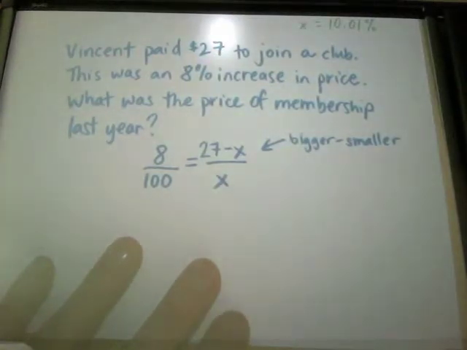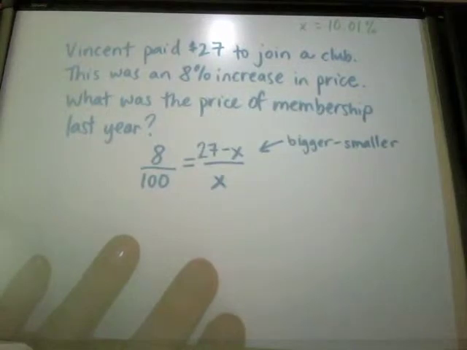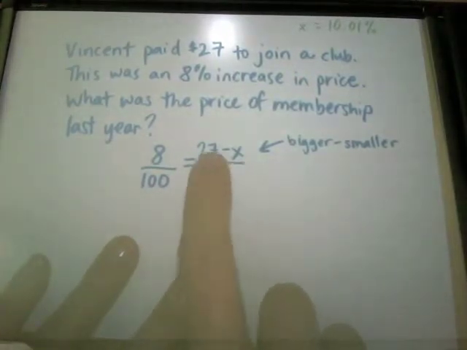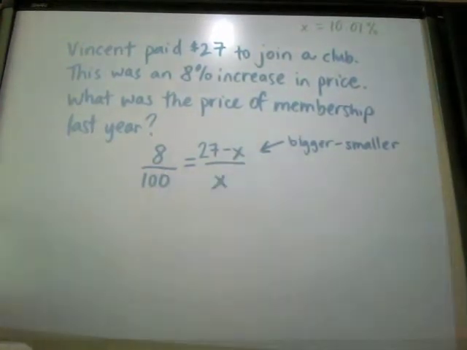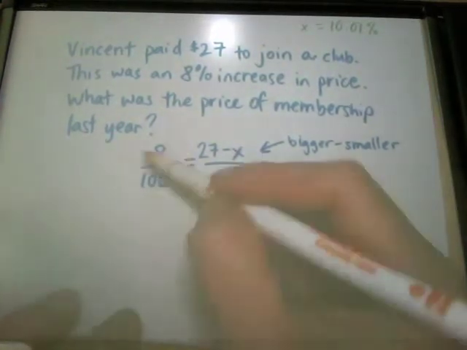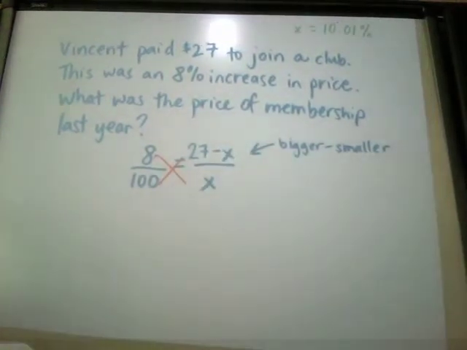I don't know what that is yet, but I'm going to be able to figure it out because I only have one variable and that variable is X. So if X is the original price, how would I find the change in price? I'd go, well, 27, the bigger amount, minus last year's cost. And now all we have to do when we cross multiply is just watch out for our binomial.